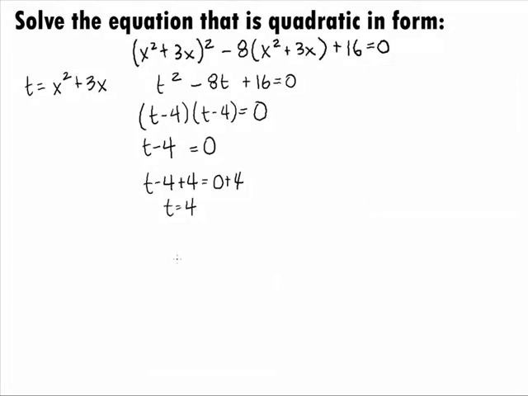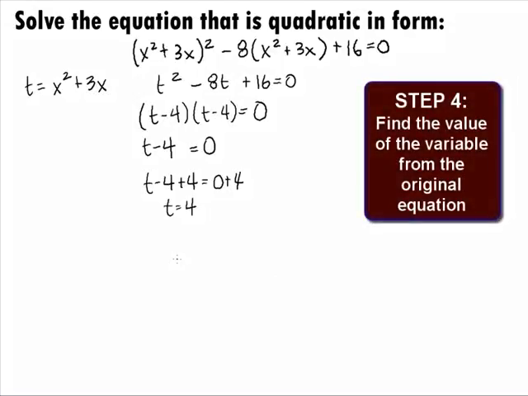Even though we have found a value, we are not done yet. Keep in mind that we are finding a solution to the original equation and that the variable we substituted in for in step 2 is not your original variable. We still need to find out what x is equal to. We need to do step 4, which is to find the value of the variable from the original equation.